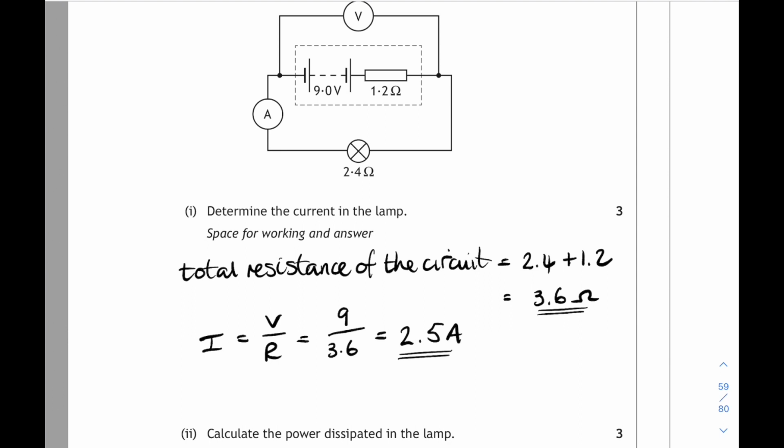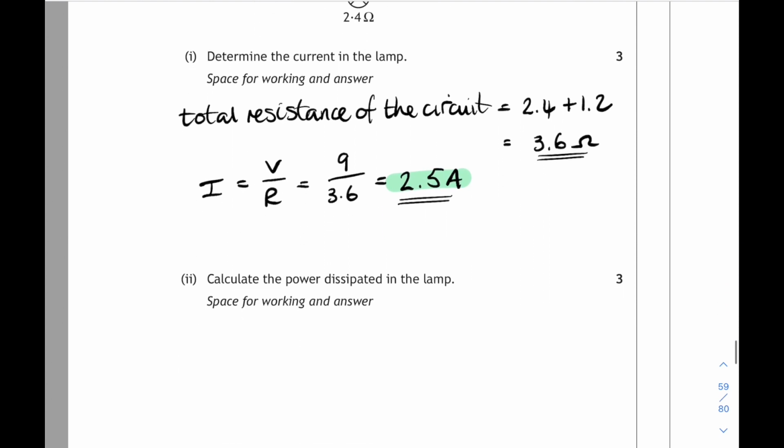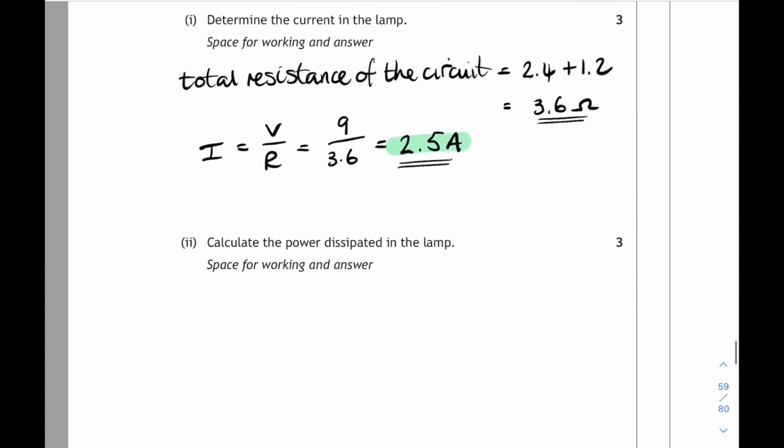And remember, the current in a series circuit is the same at all points. So that's the current coming out the battery, that's the current through the internal resistance, that's the current through the lamp. Part 2, calculate the power dissipated in the lamp.